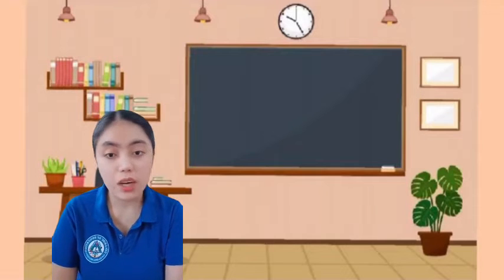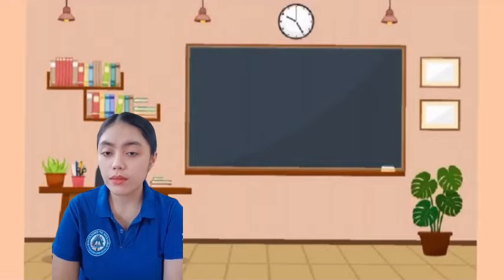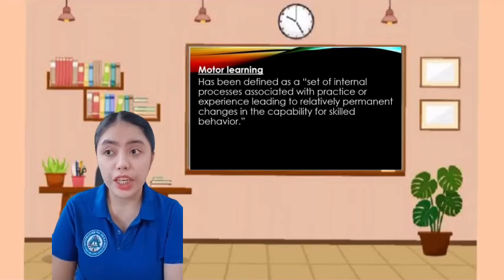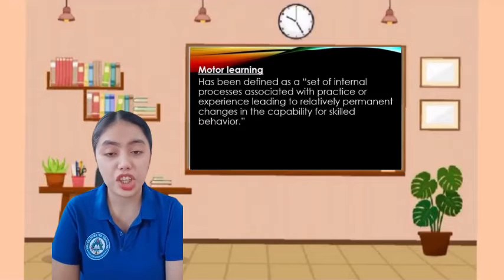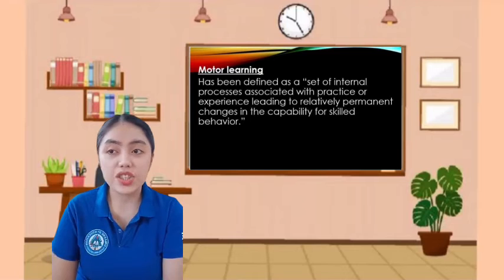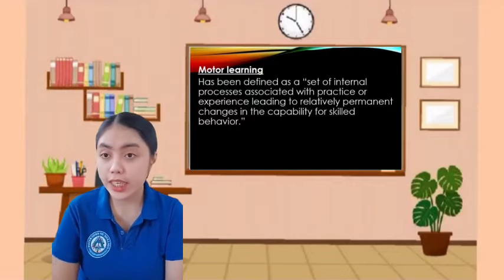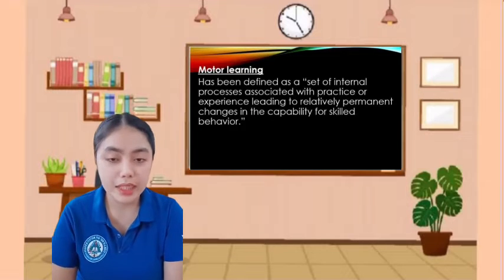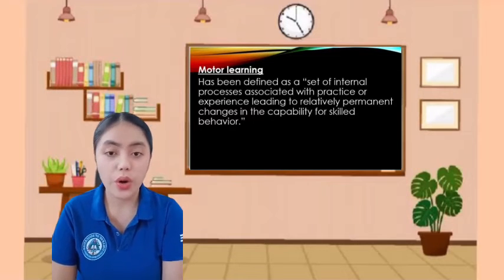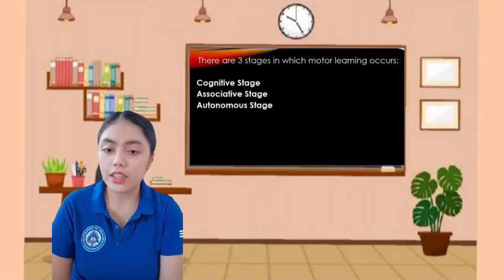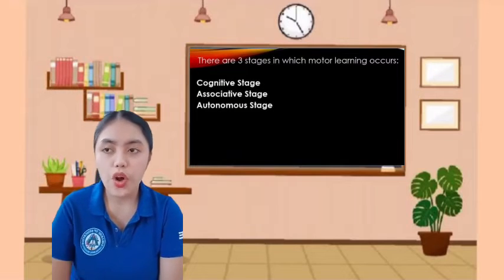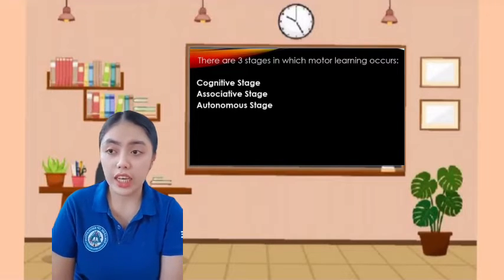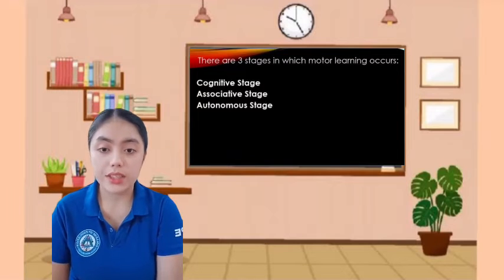Do you have any idea what is motor learning? No one? Okay. Class, motor learning has been defined as a set of internal processes associated with practice or experiences leading to relatively permanent changes in the capability of skilled behavior. There are 3 stages in which motor learning occurs: the cognitive stage, the associative stage, and the autonomous stage.